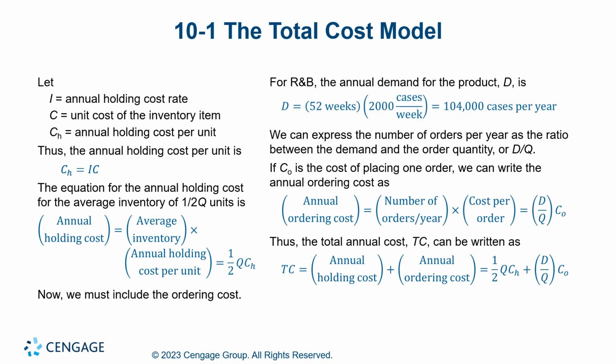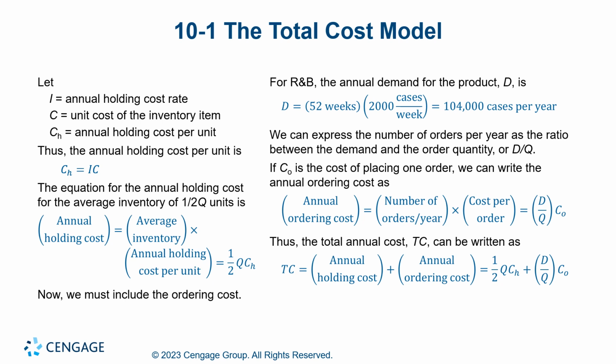Now the other part involves the annual ordering cost. The goal is to express the annual ordering cost in terms of the order quantity Q. So the first question is, how many orders will be placed during the year? Let D denote the annual demand for the product. Every year there are 52 weeks.